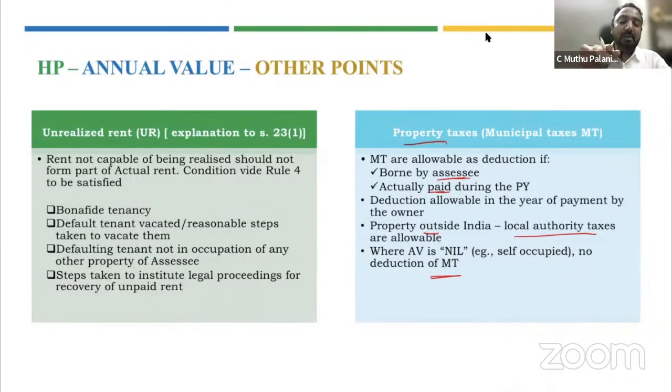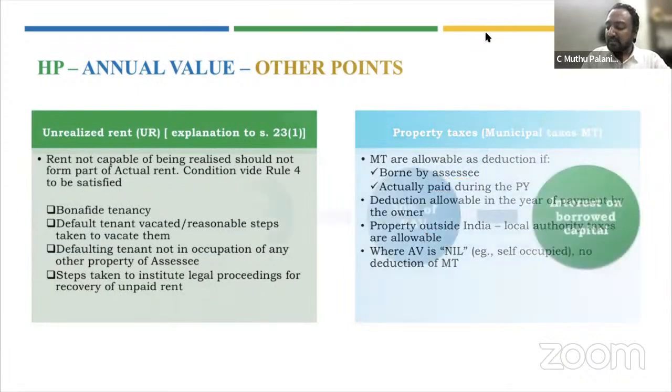Unrealized rent, subsequently, when you're actually receiving it, it becomes taxable. So unrealized rent is subsequently taxable. In the year of non-receipt, we have already discussed the conditions. If these conditions are followed, then it will be called unrealized rent.